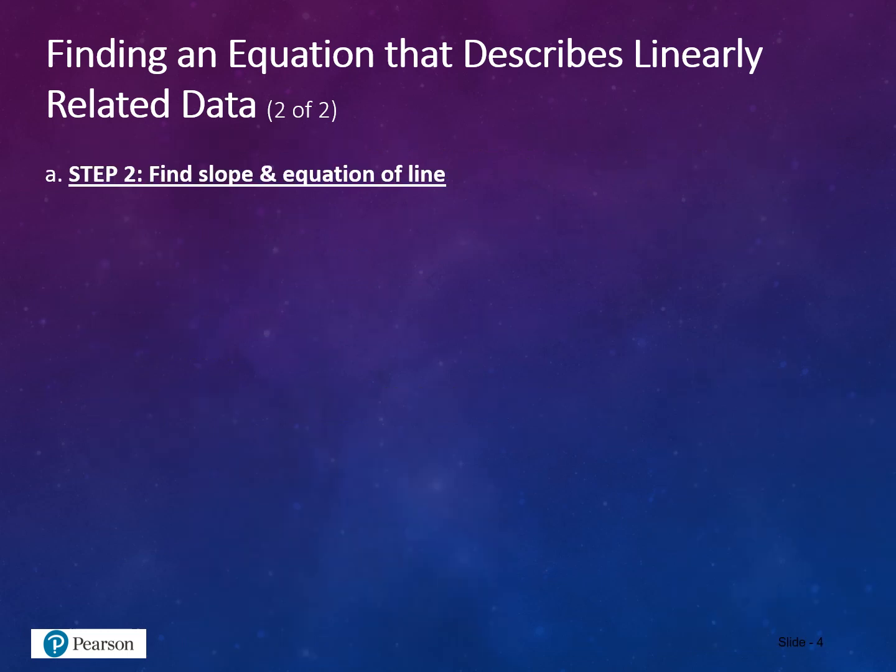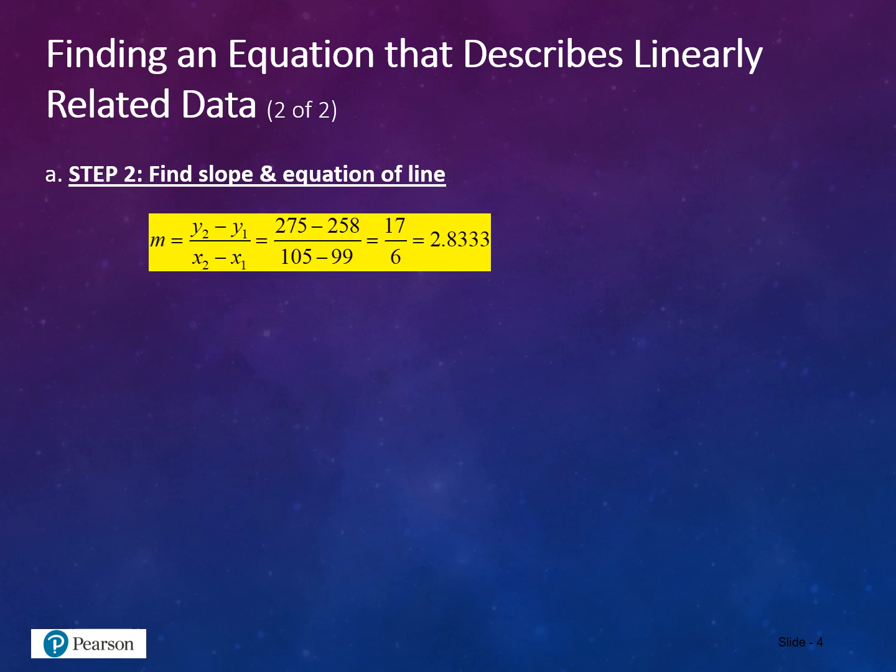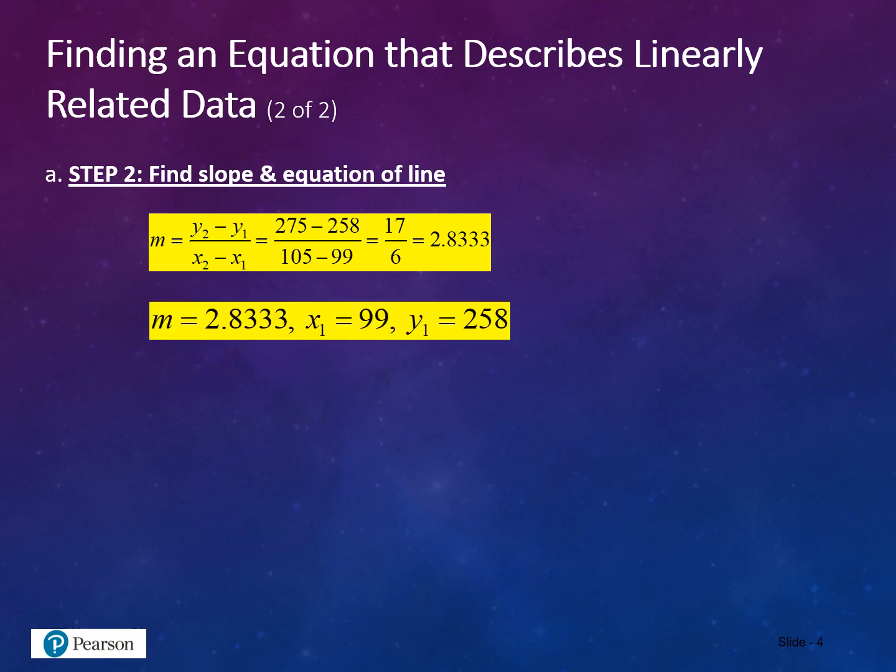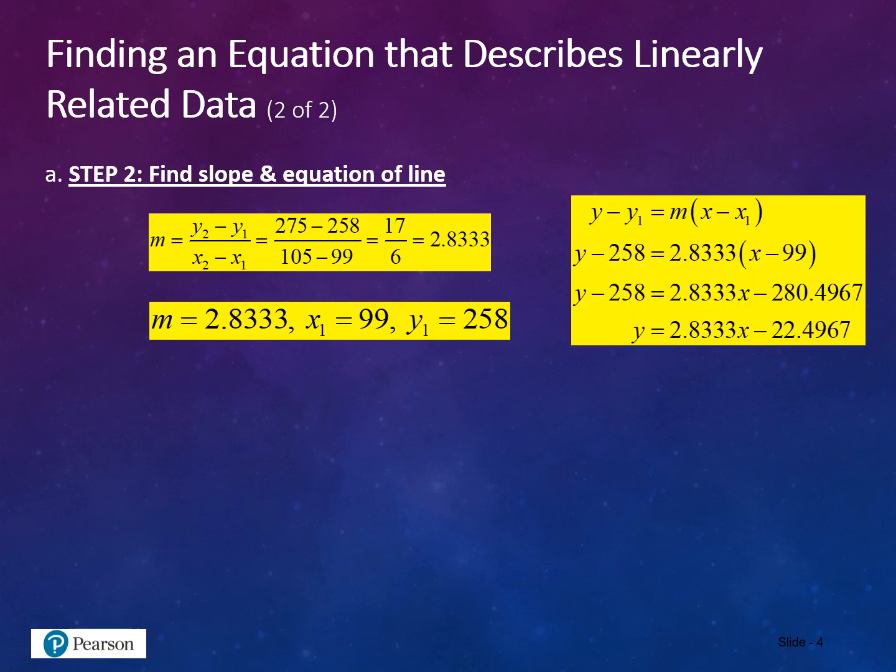To find the slope and the equation of a line, we just use those 2 x and y values to find the slope, which gives us 2.8. And then we pick the slope and one of those points and plug it into the point-slope formula, and we get down to y equals 2.833x minus 22.49, etc. This is the equation of a line in the slope-intercept form. So now we have an equation for a line based upon the explanatory variable x.